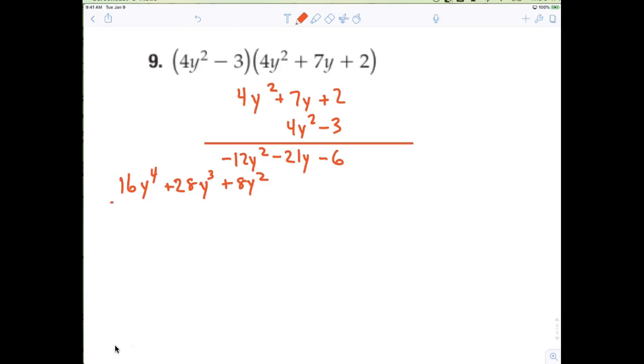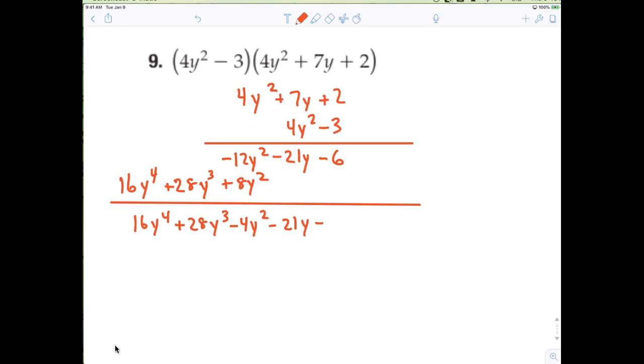And now this one's kind of nice because now you only have to add 2 things together. So your answer is 16y to the fourth plus 28y cubed minus 4y squared minus 21y minus 6. Do we agree? That's not that hard. Not that hard.